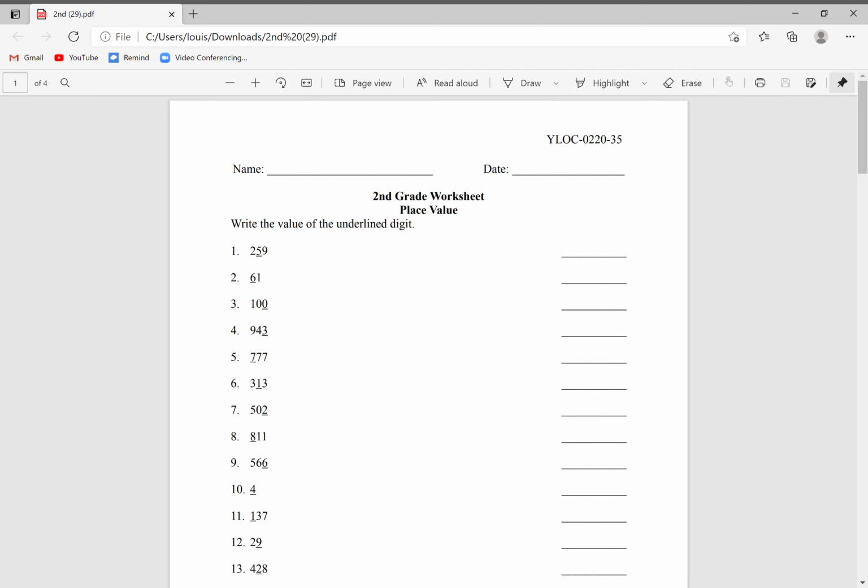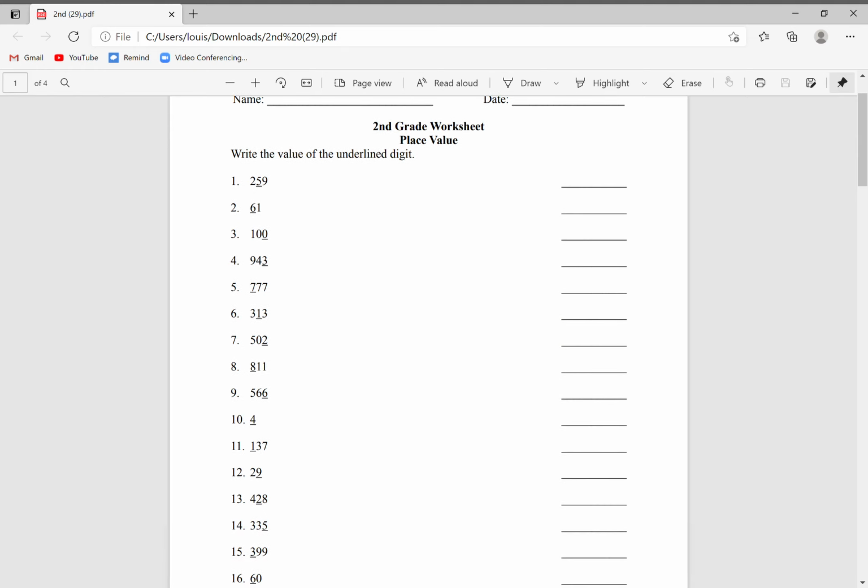Hello everybody, today we'll be going over the second grade work, lesson 35, and we'll be going with the place value. So, we've gone over place value before, where we're simply just finding what number is this exactly. We know that there is the hundredth place, tenth place, and ones place, and we're simply just categorizing what is underlined, as you can see, to what place it is.